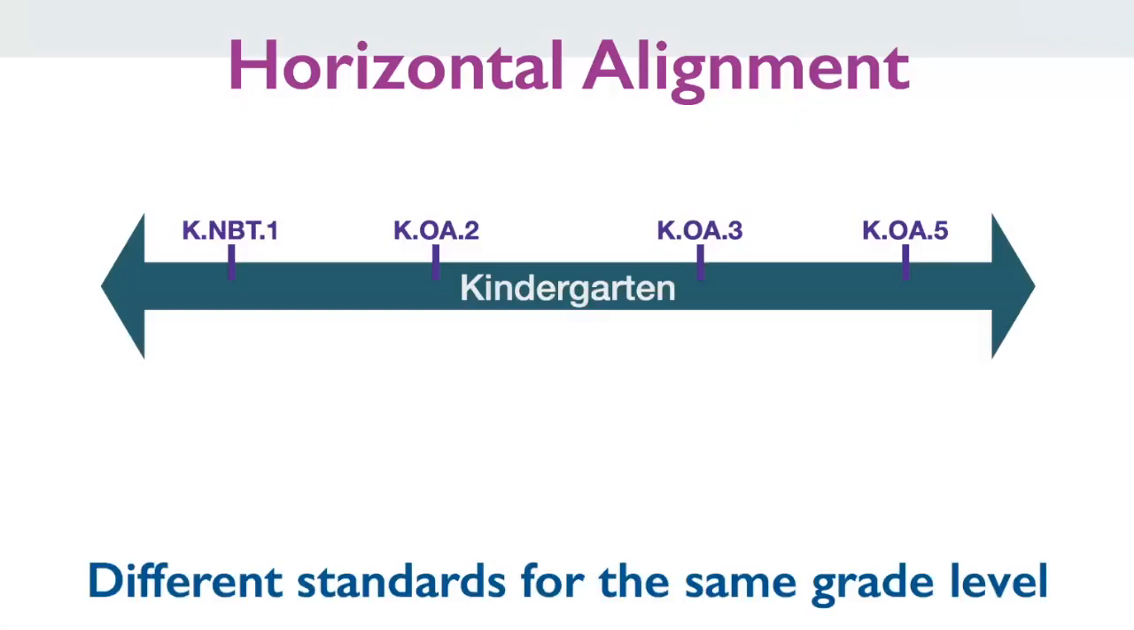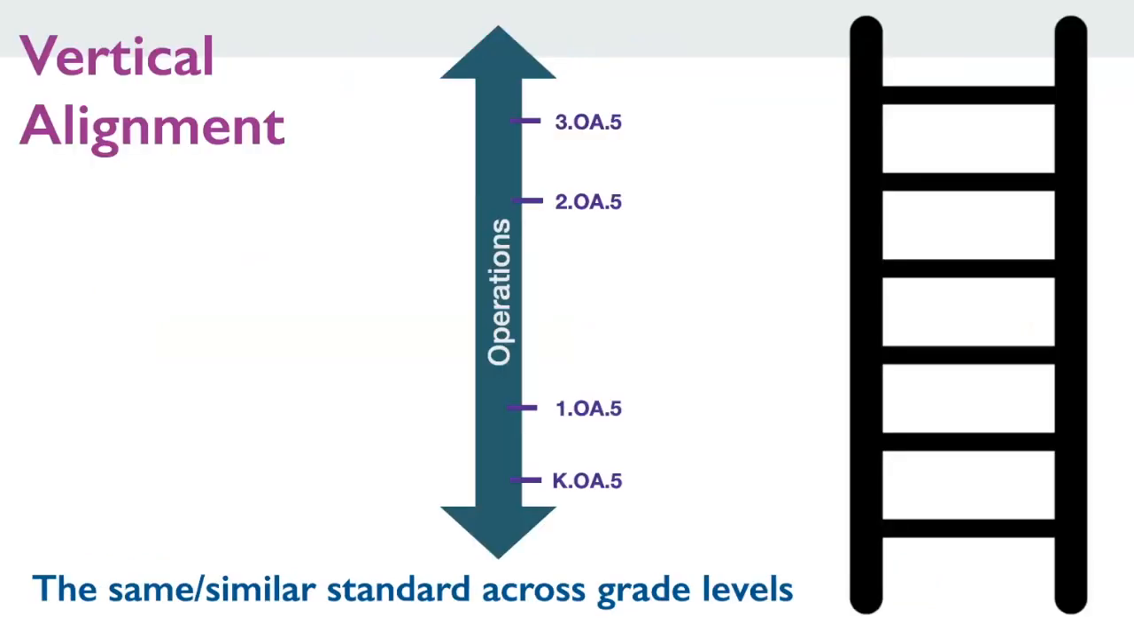There are two types of alignment for the standards in terms of coherence. The first is horizontal alignment, meaning how the different standards at the same grade level work together to help build conceptual mathematical understanding. The second, vertical alignment, is how the same or similar standard develops over time across grade levels. I think of this type of alignment like building rungs on a ladder. Both forms of alignment, horizontal and vertical, are essential parts of the coherence shift.